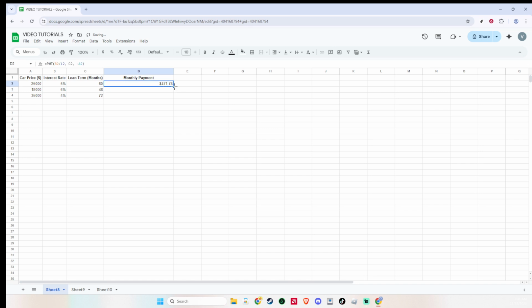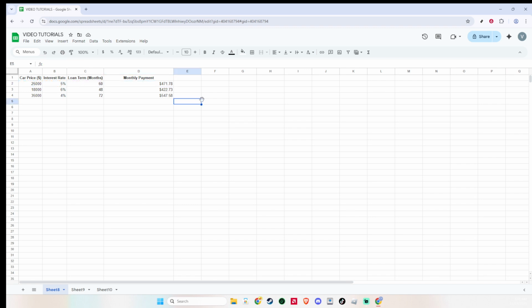A few quick tips to make this even smoother. If you've placed your interest rate, term, or loan amount in cells elsewhere on the sheet, you can reference those cells inside the PMT formula instead of typing the numbers. You can also format the result as currency for a clean dollar display. And remember, PMT calculates principal and interest. It doesn't include extras like taxes, fees, or insurance.